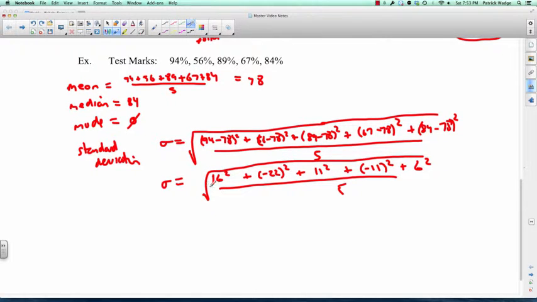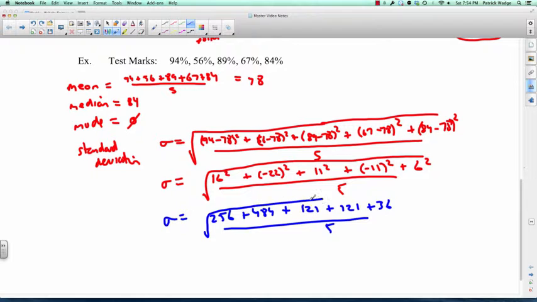I'll use a different color. So 16 squared is 256, negative 22 squared is 484, 11 squared is 121, negative 11 squared is also 121, and 6 squared is 36. We got to divide that by 5 and take the square root.